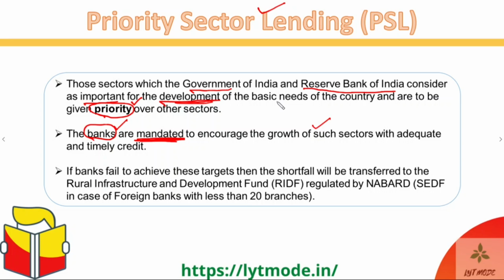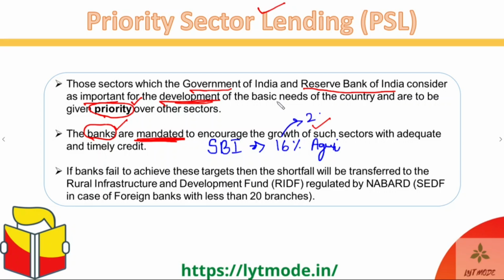Now if SBI, for example the State Bank of India, was only able to give 16% of its loans to agriculture in a particular year, but it was mandated to give 18%.